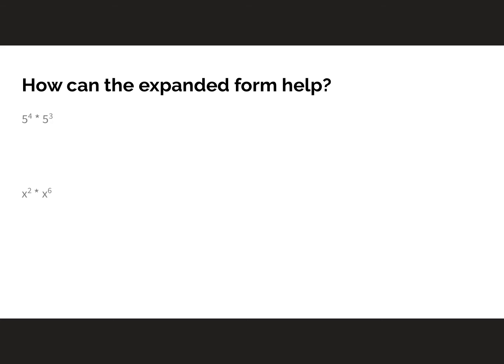Okay, so how could the expanded form help? Here I have 5 to the fourth times 5 to the third power. If I write each of those out in expanded form, 5 to the fourth is 5 times 5 times 5 times 5. And I'm multiplying that times 5 to the third, which is 5 times 5 times 5. Well, when I look at that, I can count and say, okay, I have 1, 2, 3, 4, 5, 6, 7 5s now. So this just becomes 5 to the 7th power.